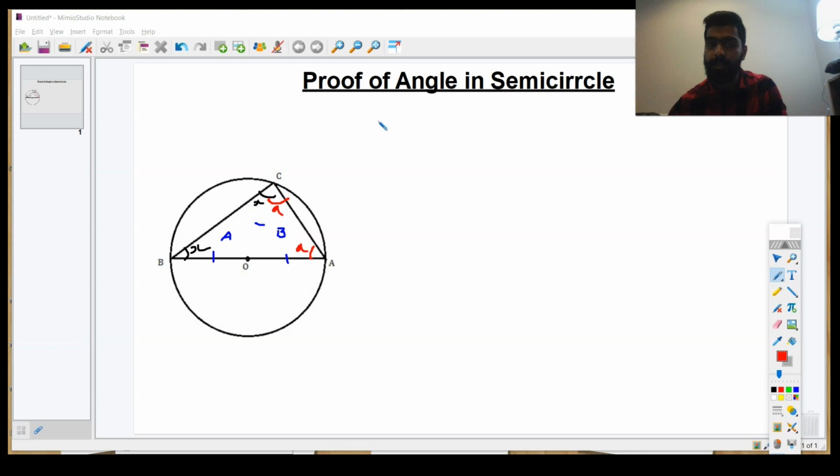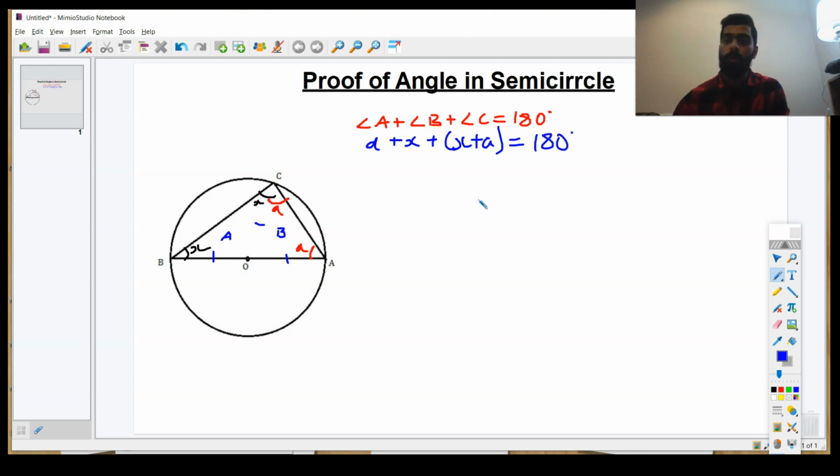Alright guys, and we know that in a triangle, angle A plus angle B plus angle C is equal to 180 degrees. So we have A plus angle B, which is X, plus angle C, which is X plus A, and all of this adds up to 180 degrees. Now A plus A is going to give us 2A, plus X plus X is going to give us 2X, and this is equal to 180 degrees.